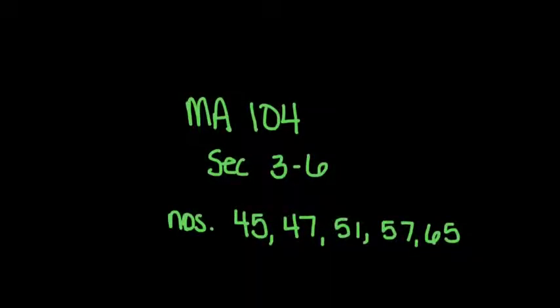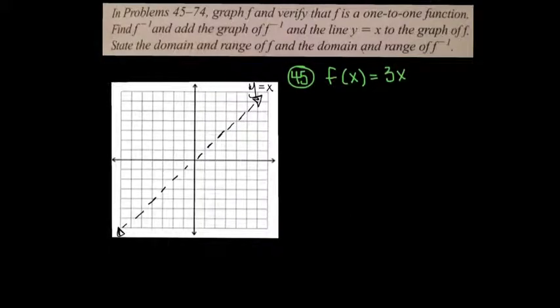Continuing with MA 104 Section 3.6, we are asked to do several things with these problems. We have to graph the function, verify that it's one-to-one, which basically means we're verifying that the inverse is also a function. Find that inverse, graph the inverse and the line y equals x, which we already did, and find the domain and the range of the function and the domain and the range of the inverse. So a lot of different things that we have to do, not necessarily in that order.